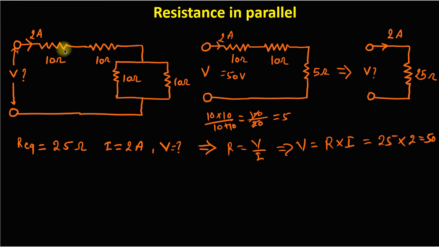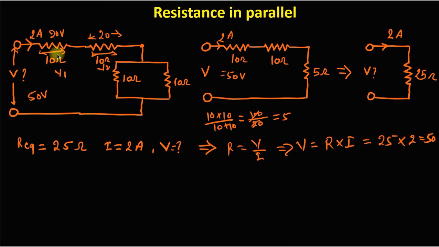So what will be the voltage drop here? As per Ohm's law, voltage equals current times resistance. So 2 ampere into 10 ohm will be a 20 volt drop in this resistance, and this is also a 10 ohm resistance, so 20 volt will drop here as well. So what will be the voltage at this point? The total voltage is 50 volt as per calculation. So from 50 volt we subtract these drops, which we can assume to be V1 and V2.